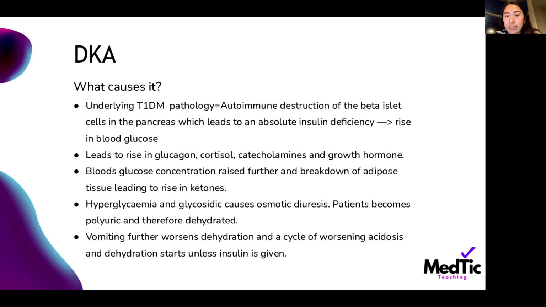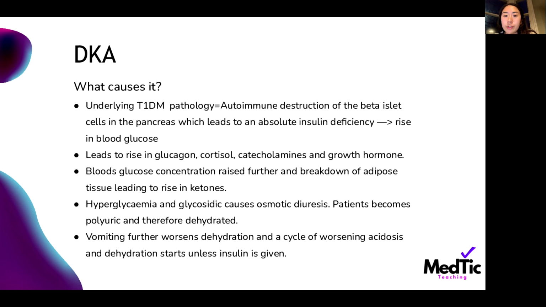In terms of what causes it, if you're interested, this is kind of the science behind it. The underlying type 1 diabetes pathology is the autoimmune destruction of the beta islet cells in the pancreas, and that's going to lead to an absolute insulin deficiency eventually. And that leads to a rise in a bunch of different hormones.